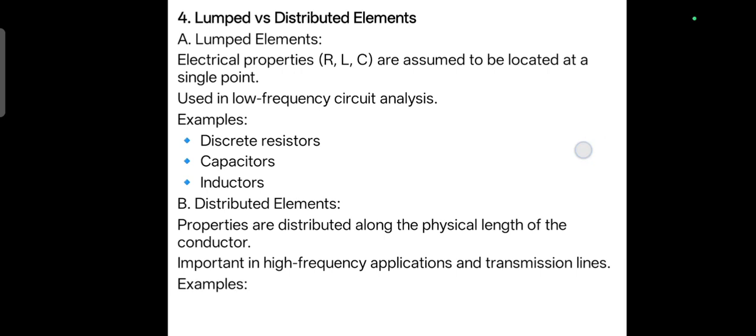These are the examples of distributed elements. Simply, lumped means the element is assumed to be located at a single point in the circuit, and a distributed element is distributed along the physical length of the conductor. Examples of distributed elements are the transmission line and coaxial cable. So this is all about today's lecture about circuit elements and their types.